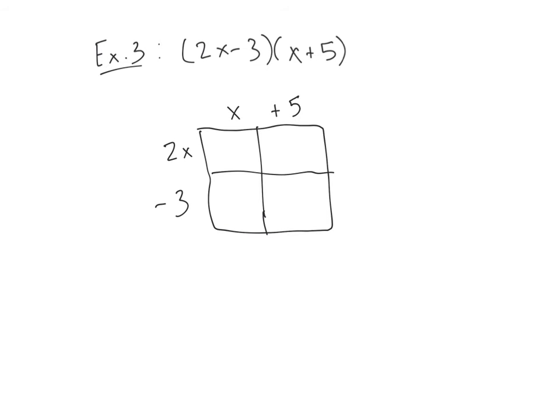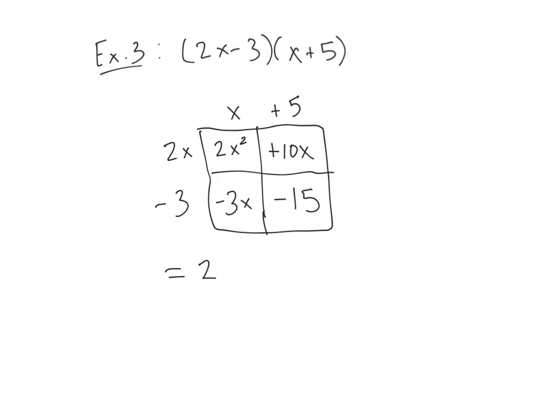Then I'm going to go ahead and multiply into each box. In the top left box, I have 2x times x, which makes 2x squared. Top right, I have 2x times a plus 5, which makes 10x. In the bottom left, I have negative 3 times x, which makes negative 3x. And in the bottom right, negative 3 times a plus 5, which makes a minus 15. So I multiplied into my boxes here, similar to that Punnett square that you do in biology.